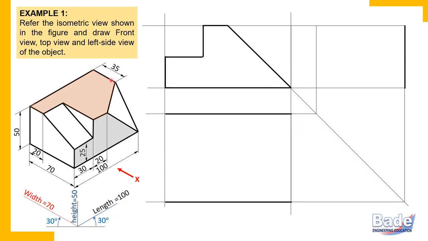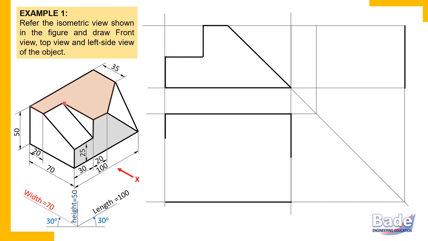Now this edge is 35 millimeters. This is width. In the top view, width appears vertical. So measure from back side 35 millimeter parallel to width. So from back side 35 millimeter parallel to width I have measured. This length is 35. Now this is also a principal edge parallel to width, but on the left side. So on the left side, from back, parallel to width, measure 20 millimeter.